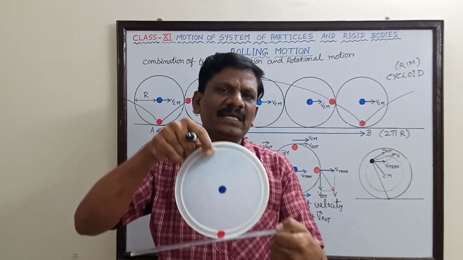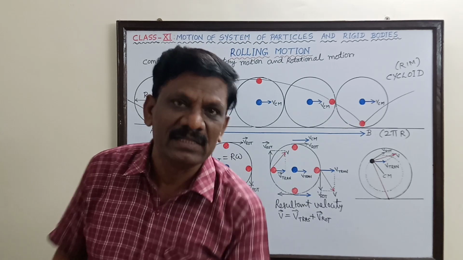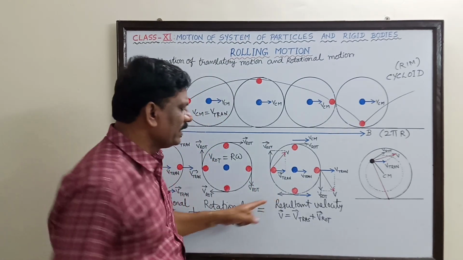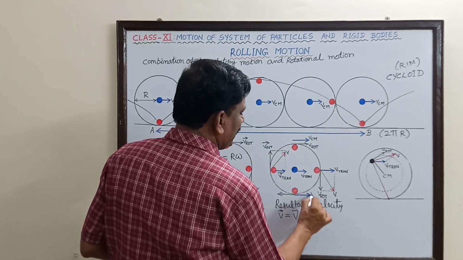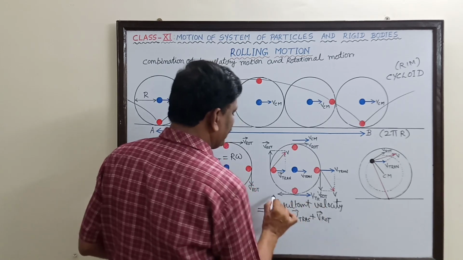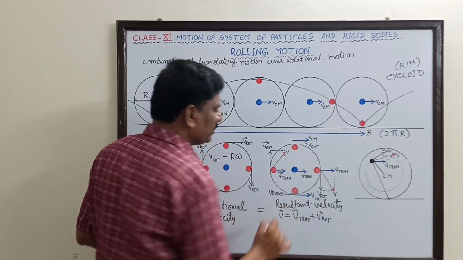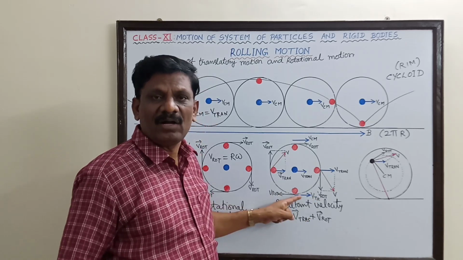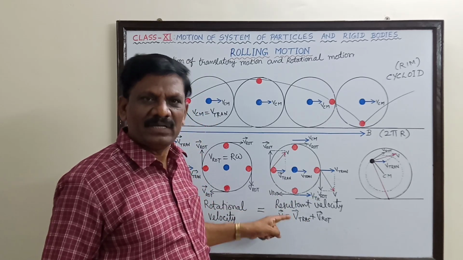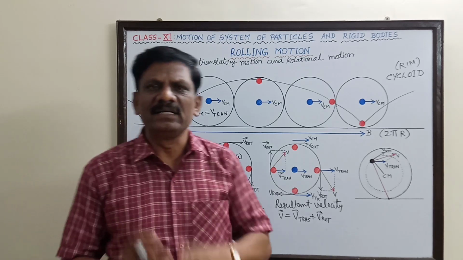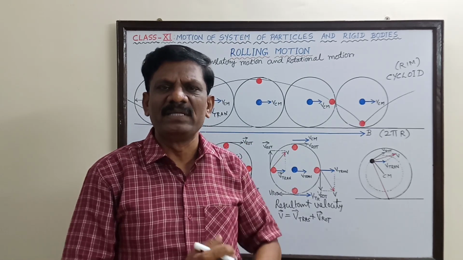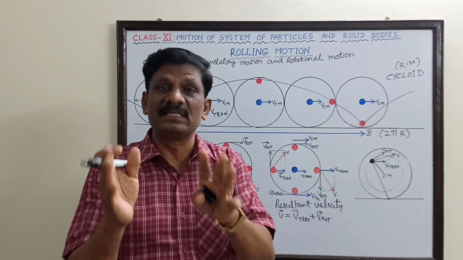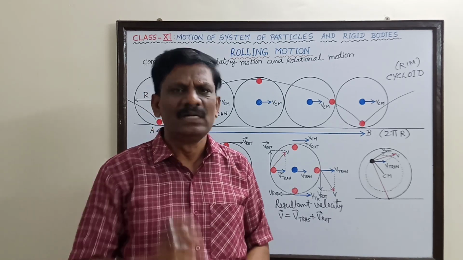So when this particle at the rim is momentarily at rest, then you must see that this is V translatory and V rotation, they are opposite directed. They are oppositely directed. Understand? So the resultant velocity must be 0, is it not? When it is momentarily at rest means naturally the resultant velocity must be equal to 0.